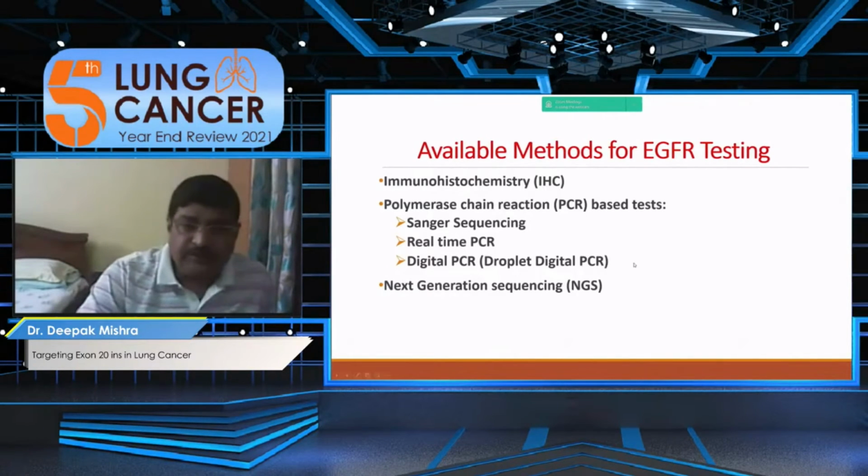So the availability of methods that we have for its detection: immunohistochemistry is simple, doable, and most of the laboratories have adopted it. But when it comes to molecular testing, you have PCR-based assays, Sanger sequencing, the gold standard, real-time PCR.